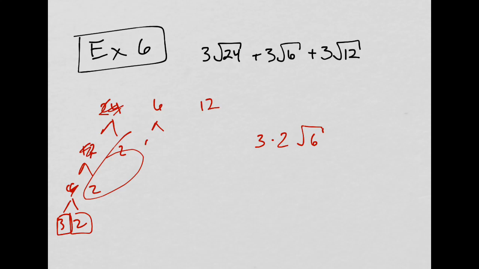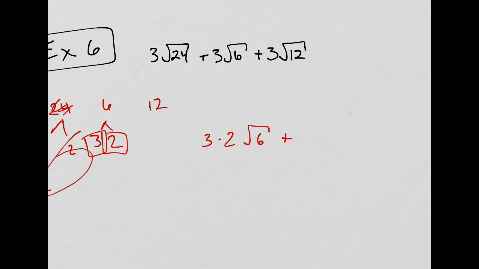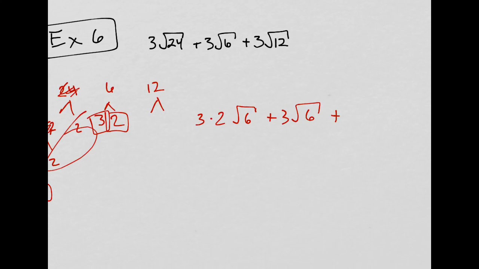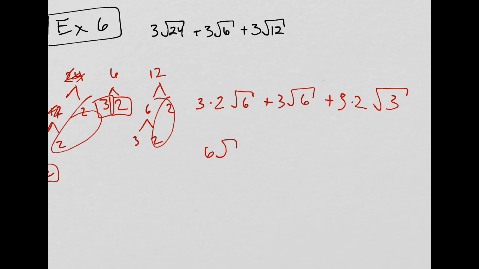In fact, that's what happens here. 3 times 2, nothing gets paired, so I just still have 6 on the inside. So this is plus the 3 root 6. I can't simplify that square root of 6. And then plus, what about the 12? 6, 2, 3, 2. So 3 on the outside, and then 2 on the inside, and then it looks like a lonely 3. So it's 6 root 6 plus 3 root 6 plus 6 root 3.